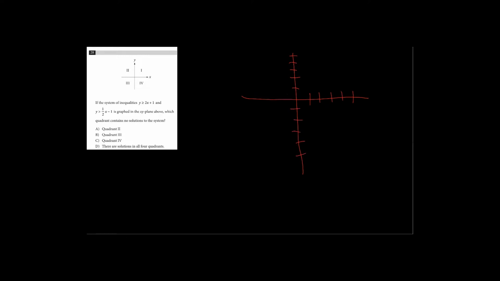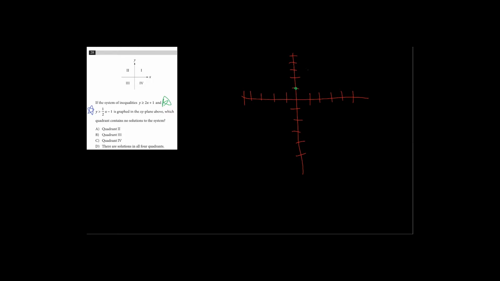I'm just going to draw a rough sketch of the graph, and I'm going to draw my first equation in green and then my second equation in blue, so that way you can kind of tell the difference between the two. So let's start with the first green equation. My y-intercept there is 1 and the slope is 2.